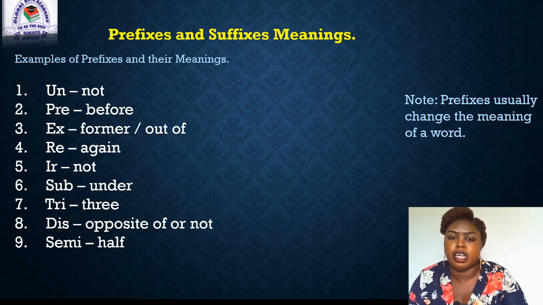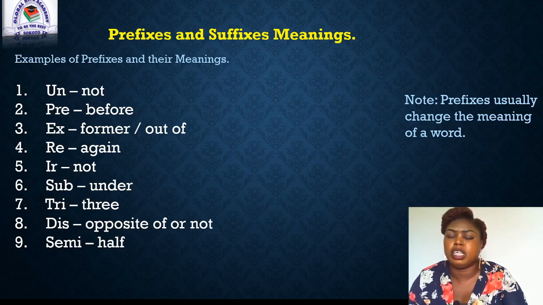Number three, we have ex. Ex means former or out of. We have the word exclude, that is, out of place. Then we have number four, re, which means again. We have words like rearrange, doing it all over again. Then we have number five, we have IR, which means not. For that, we have words like irregular, something that is not regular.